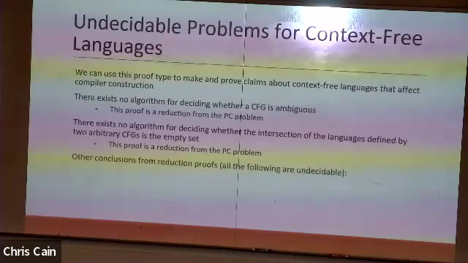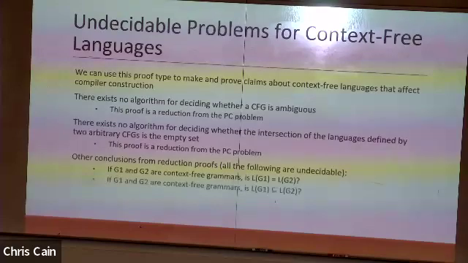Other proofs that you can come up with: if we have two grammars, G1 and G2, do they generate the same language? Turns out that is undecidable. If we have two context-free grammars, is the language generated by one grammar a subset of the language generated by the other grammar? That is also undecidable.